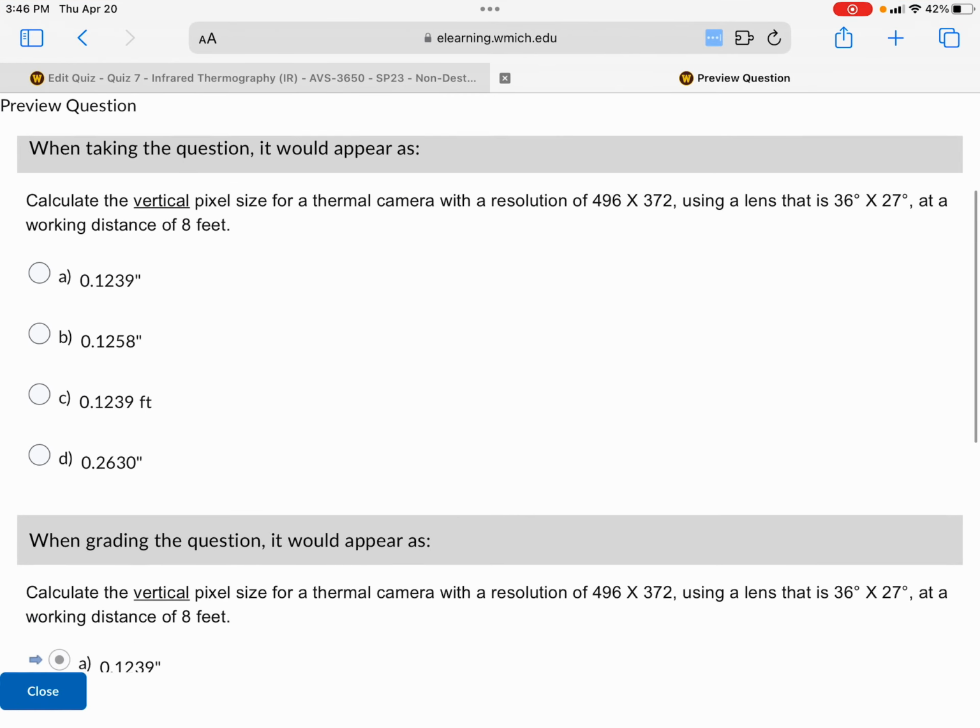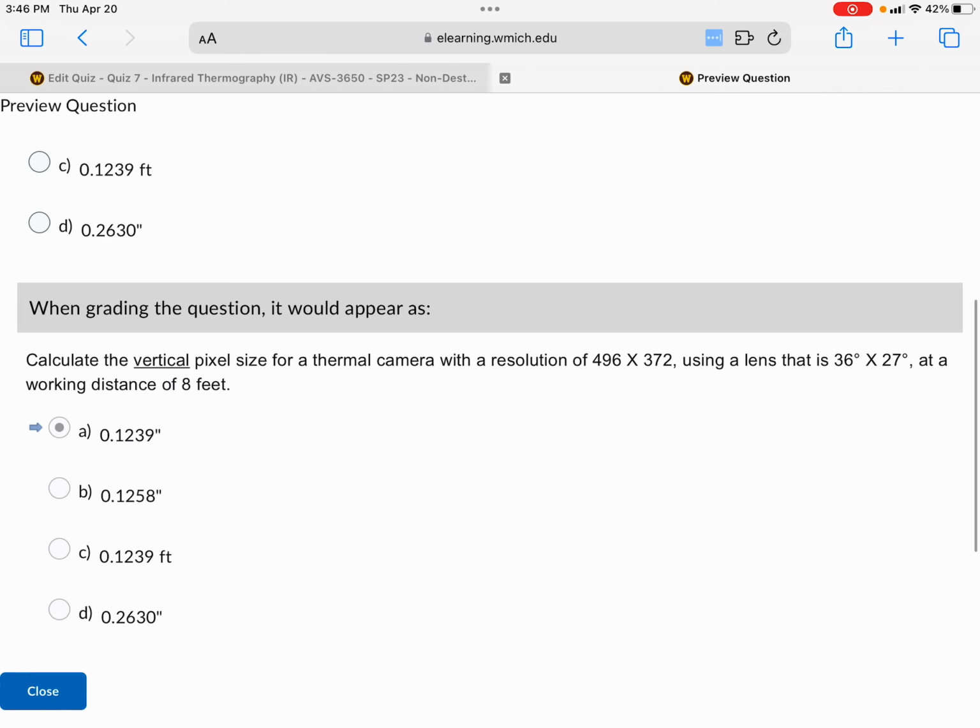Looking at the quiz, I have the answer below, and you can see here it says vertical pixel size should be 0.1239. This would work the same if you were doing horizontal. In that case, you would use 496 for your number of pixels and 36 degrees. Distance would still be 8. That doesn't change, 8 feet.